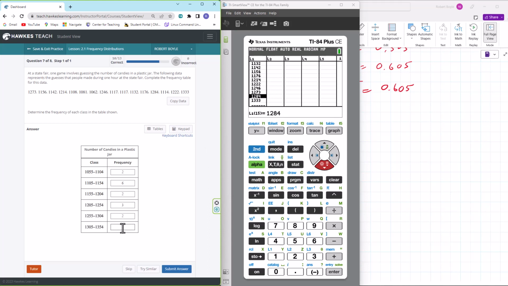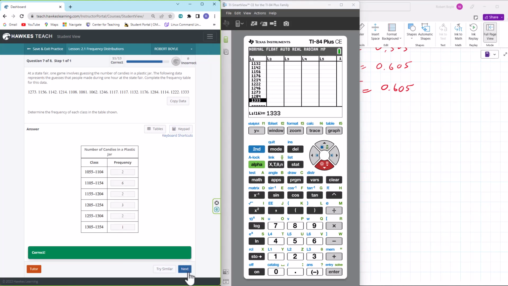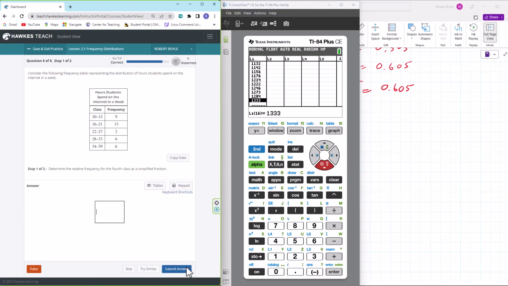Now, to make sure that we are right, what we can do is sum up all of these values. These should sum to 16. So let's just go ahead and make sure. Here we have 2 plus 6 plus 2, that's 10, plus 3 is 13, plus 2 is 15, plus 1 is 16. So we have the right number of data values. If this was wrong, we know that we made a mistake somewhere. So let's go ahead and see if we're right. And we are.